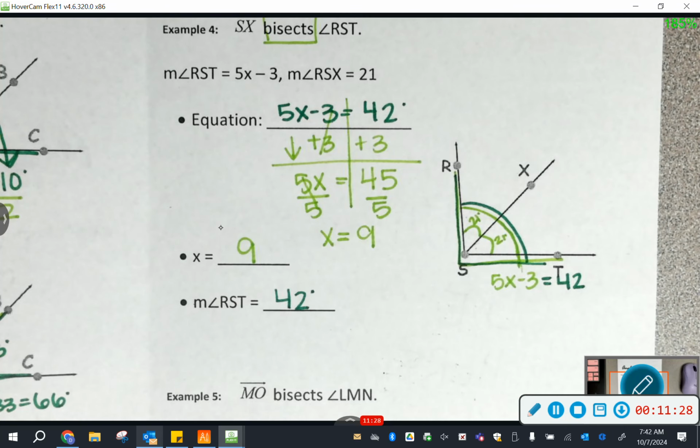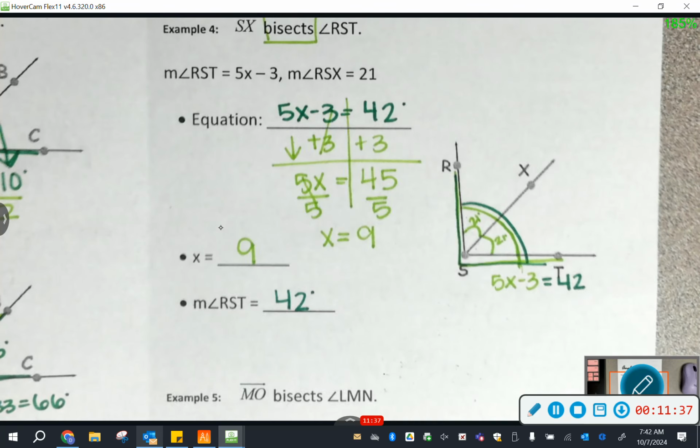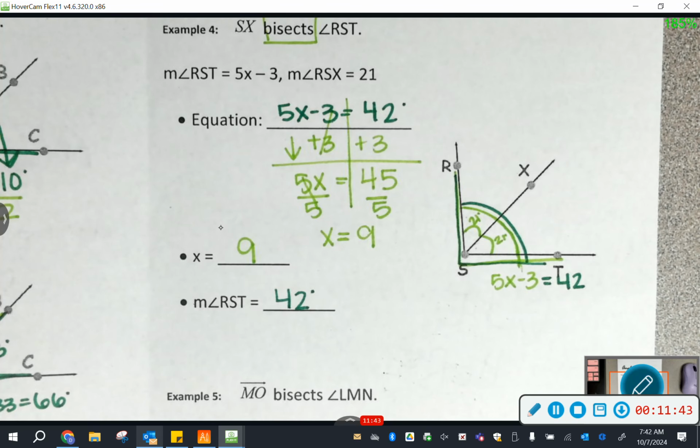All right, I'm going to give y'all about 2 minutes. I would like you to do example 5. Go. Label your picture. And remember, left equals right.